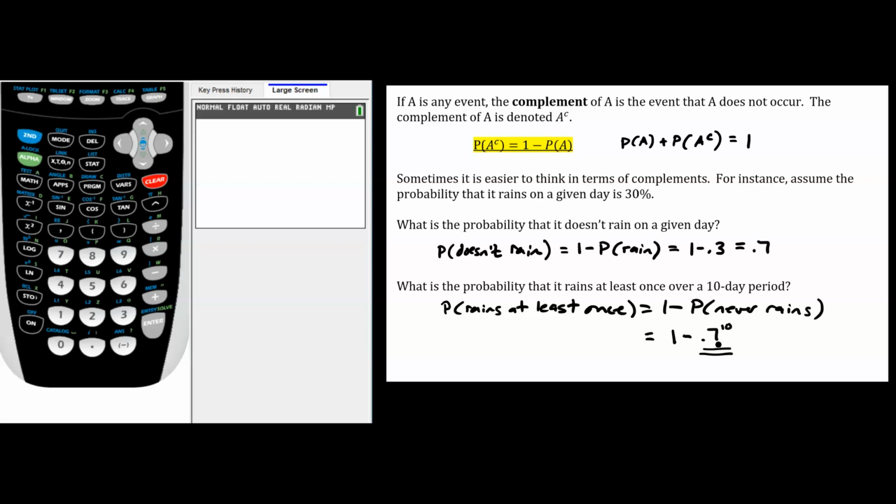So I want your big takeaway from this example to be, when you see those terms at least once in your homework, that you are going to take that problem and you're going to say that the probability of something happening at least once is equal to 1 minus the probability of that event never happening. Okay, so this is the big piece to star here and refer back to in your notes when you're looking at these types of problems later on.